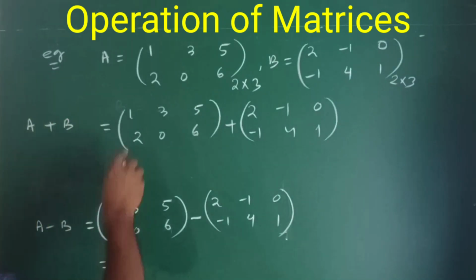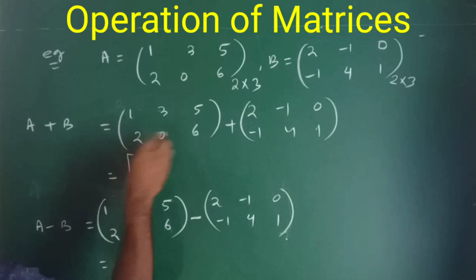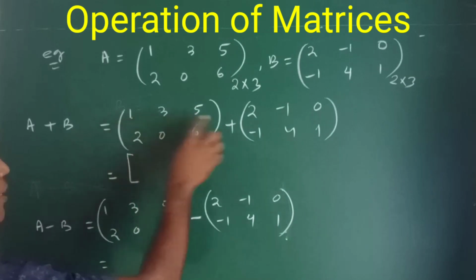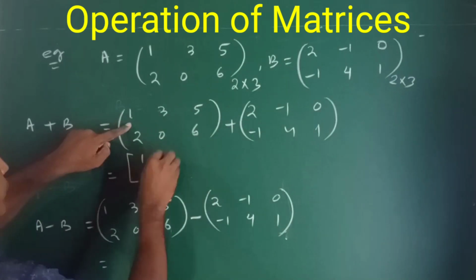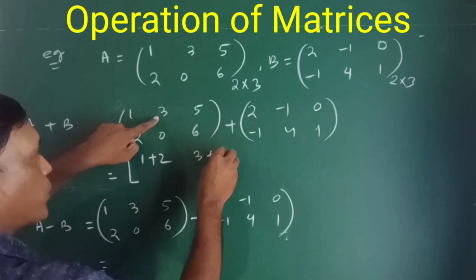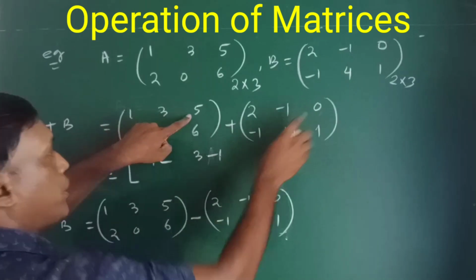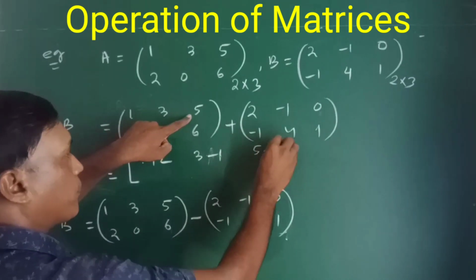Corresponding elements means A11 with B11. That means here the two matrices can be added by 1 plus 2. Then second element 3 plus minus 1, that means 3 minus 1. 5 with 0, 5 plus 0.